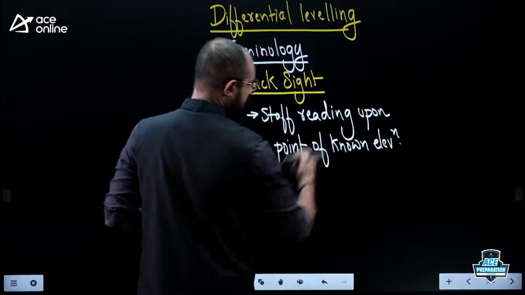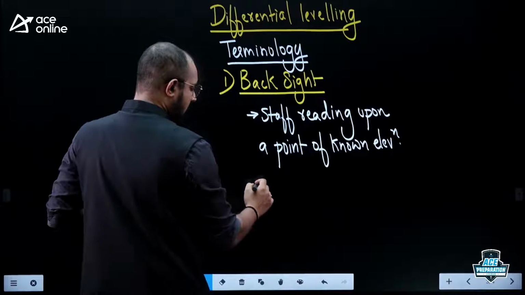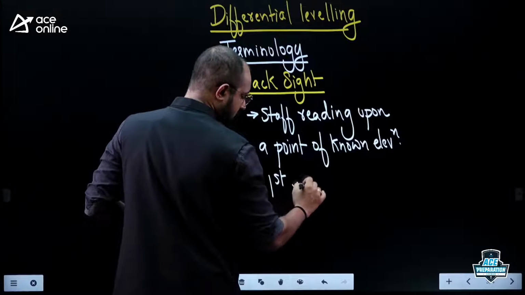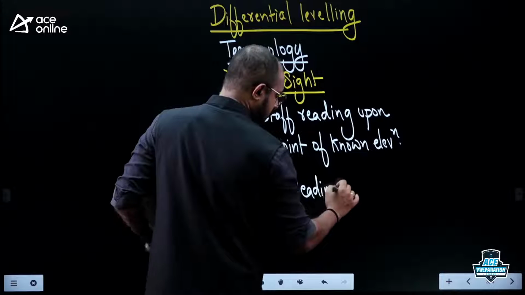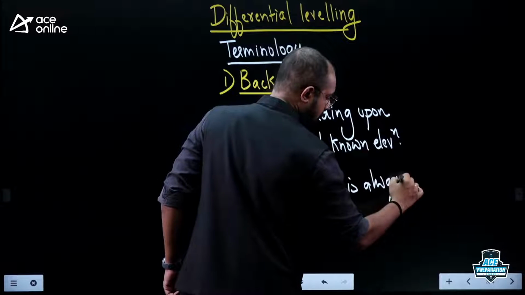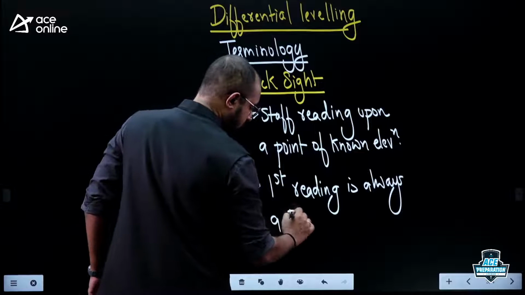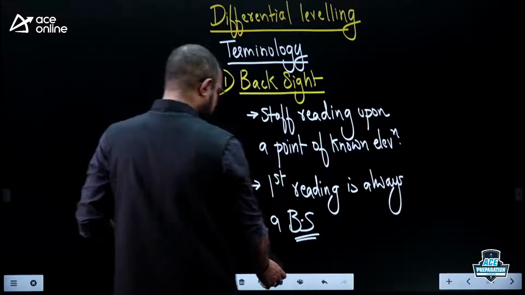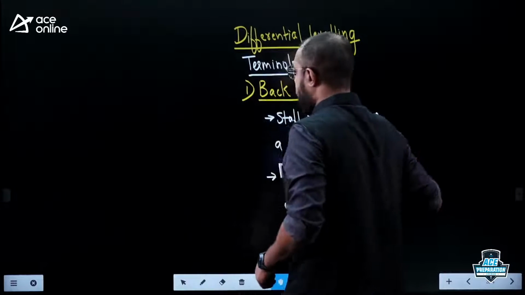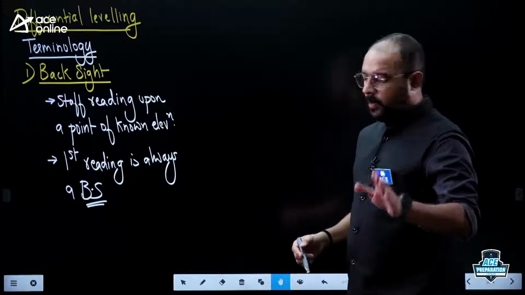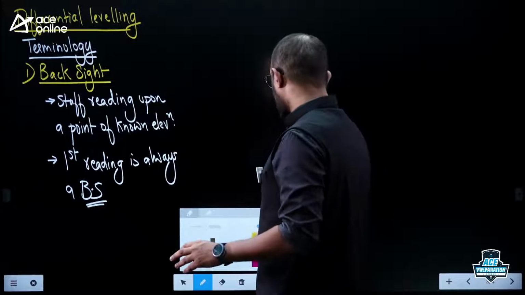Upon a point of known elevation. That is what we call a backside. And I can also say it like this: the first reading is always a backside. I simply write it as BS. So that is the first understanding of what is meant by a backside. The first staff reading that you take is what we call a backside. It is also the staff reading taken upon a point of known elevation.